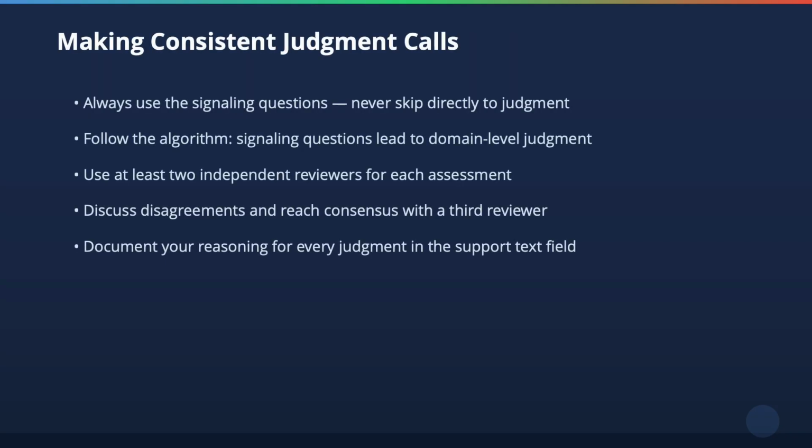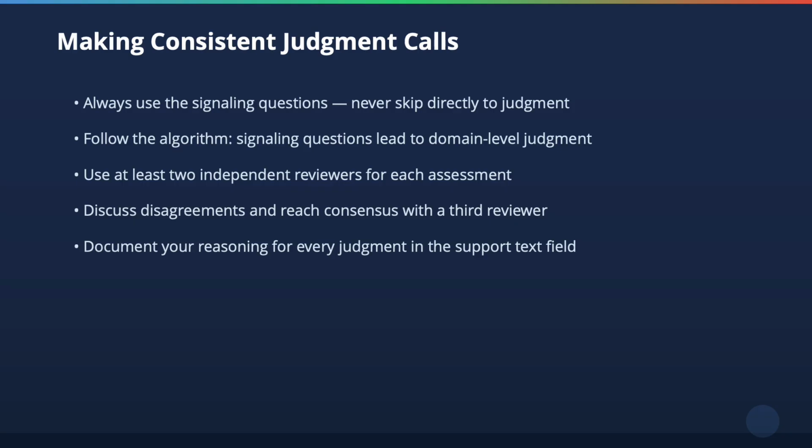How do you make consistent and reliable judgments across different studies? Consistency is absolutely essential because unreproducible judgments are essentially meaningless. First, always use the signaling questions. Never skip directly to a judgment. They force you to consider specific aspects rather than forming a vague impression. Second, follow the algorithm. It maps signaling question answers to domain judgments. Do not override it based on gut feeling.